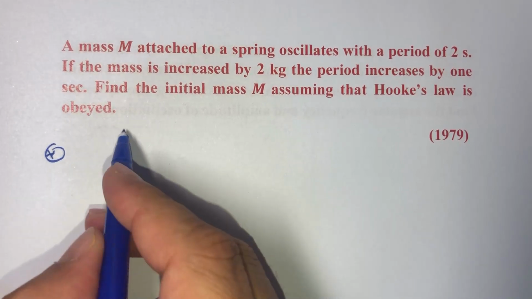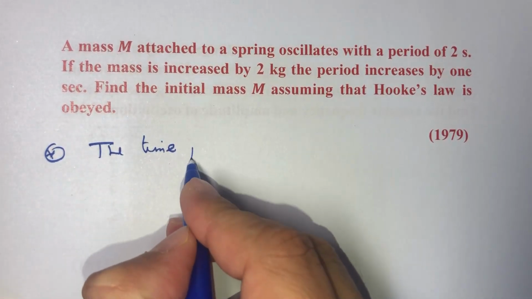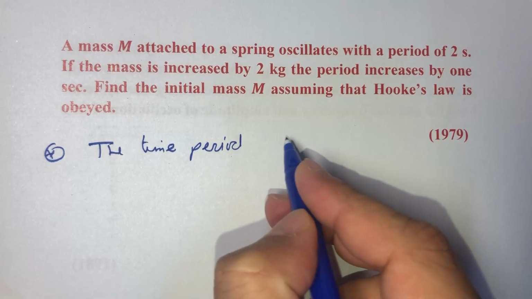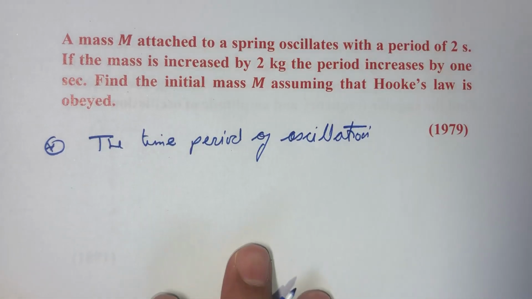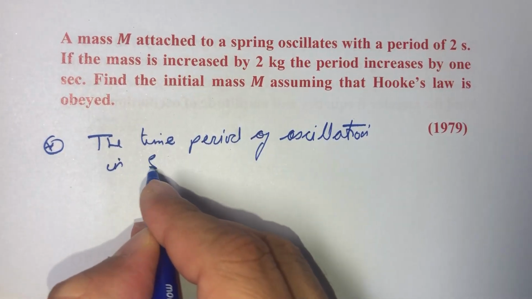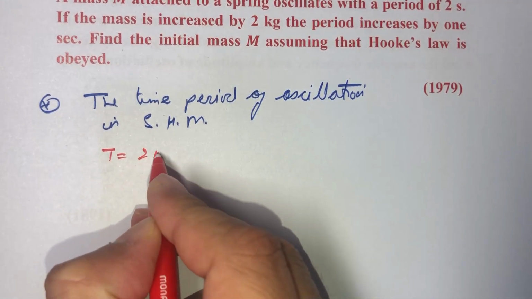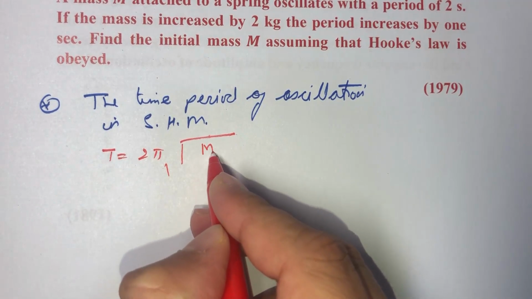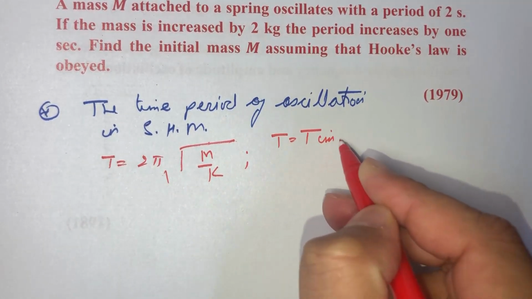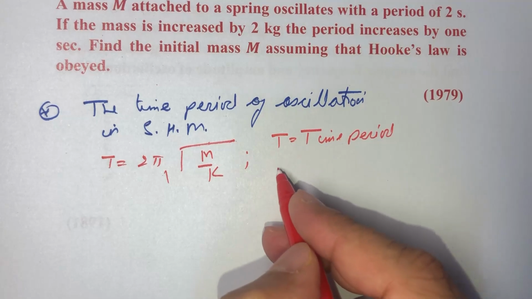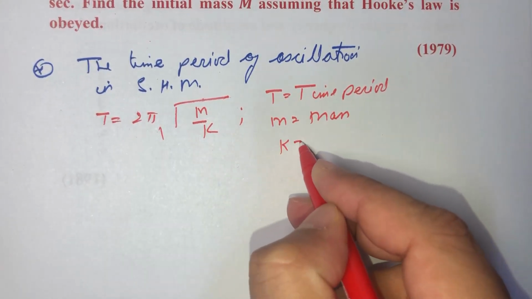So let's start with the time period of oscillation in SHM. It is given as T is equal to 2 pi square root of m divided by k, where T is the time period, m is the mass, and k is the spring constant.